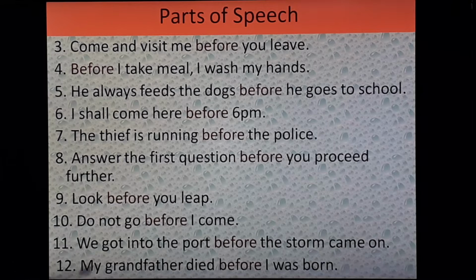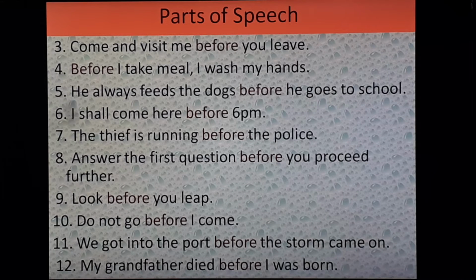Last one. My grandfather died before I was born. So here, I was born is the subordinate clause, before is the subordinating conjunction, and my grandfather died is the main or principal clause, or you can say independent clause.